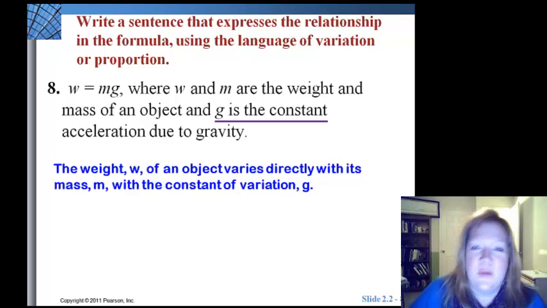There's more than one way to say that, but as long as you have W varies directly with m with a constant of variation g. g is gravity, and gravity is a constant.